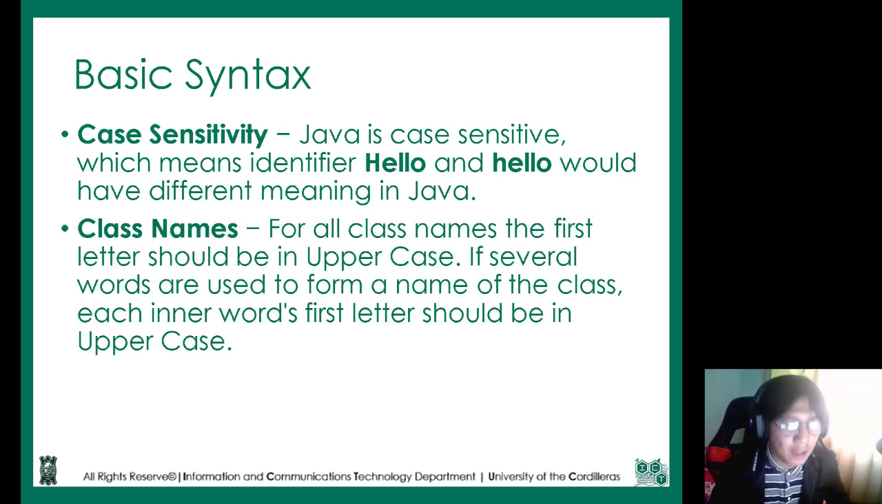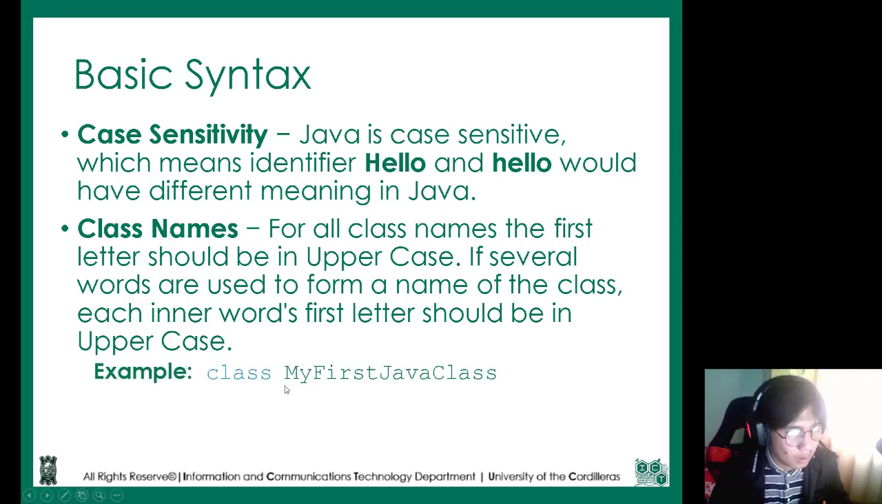Now, Java class names also follow a certain rule. The first letter should always be in uppercase. So for example, if several words form a class name, always make sure that the first letter of each word is a capital letter. For example, there you go, MyFirstJavaClass. Notice that the M, the F, the J, and the C are in capital letters, especially when you declare your classes in Java.